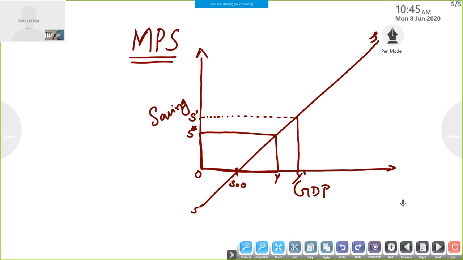Otherwise we can say Y dash shows additional level of income. Same we can take here also. Suppose line AB shows delta Y, and this one, S star S dash, shows additional level of saving. Like that, BC shows additional level of saving, so that is delta S. This shaded part shows MPS.